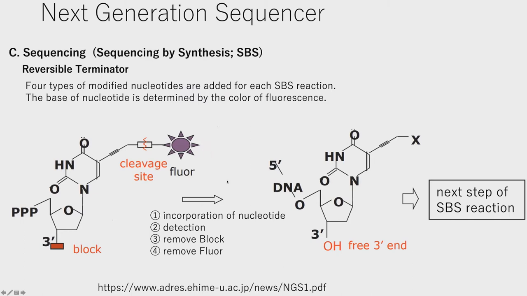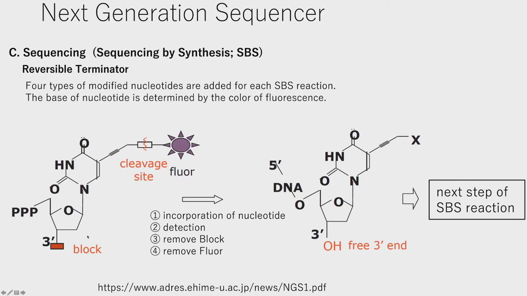The sequencing of the next generation sequencer is called SBS. SBS is an abbreviation of sequencing by synthesis. And in this analysis, the reversible terminator is used. In the case of Sanger sequencing, the terminator, the dideoxyribonucleotide, is not reversible. But in next generation sequencing, the reversible terminator is used.